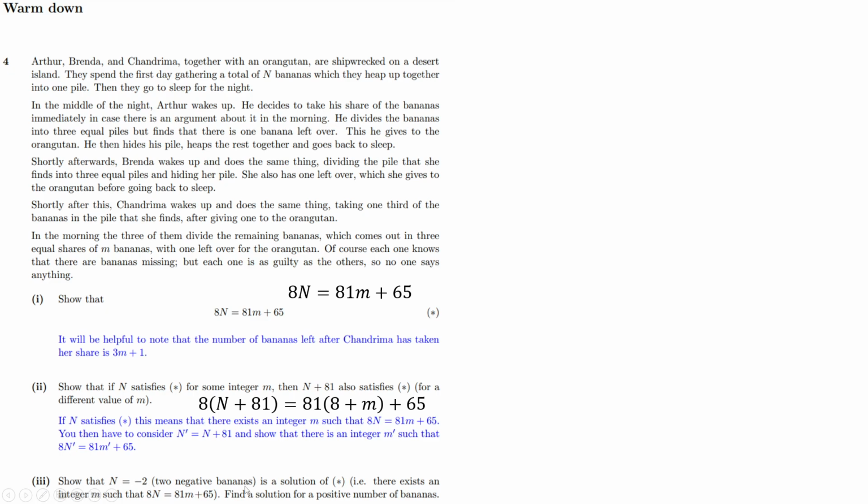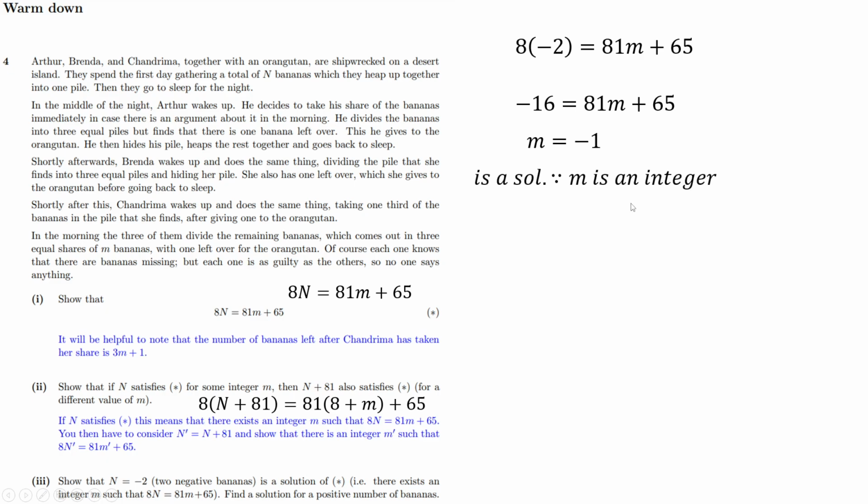Now, if n equals minus 2 is a solution, there exists an integer m such that 8n plus 81m plus 65. Never mind. Yeah, find a solution for a positive number of real bananas. We know that one solution is n equals minus 2. So I plugged in n equals minus 2, and then I rearranged to get m equals minus 1. This is a solution, because it is an integer technically, so that is fine, but we want a positive solution, right? So this is one of the solutions. We want a positive solution for n.